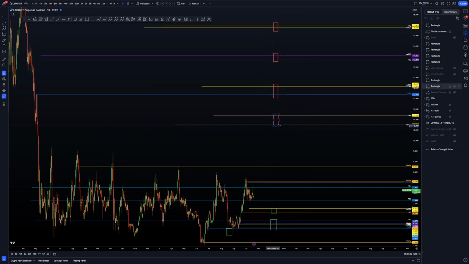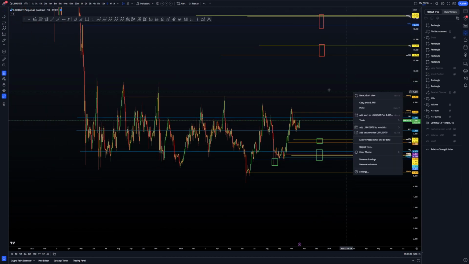These are the targets really above. These are where you can expect some nice reactions. Of course, if we get acceptance above and flip to support, there is absolutely no reason to short that, right?